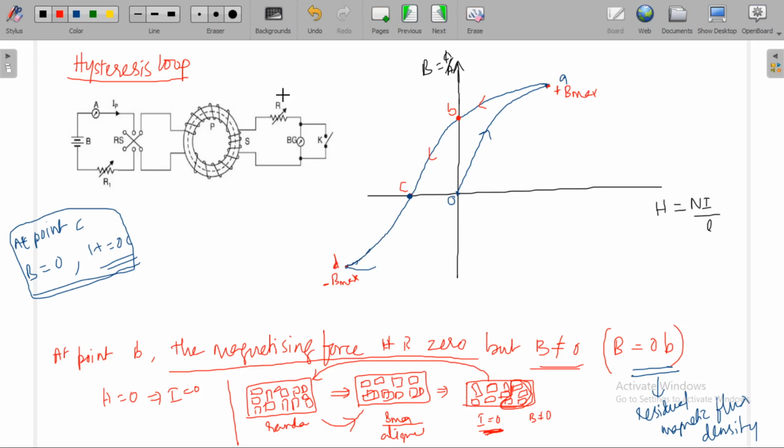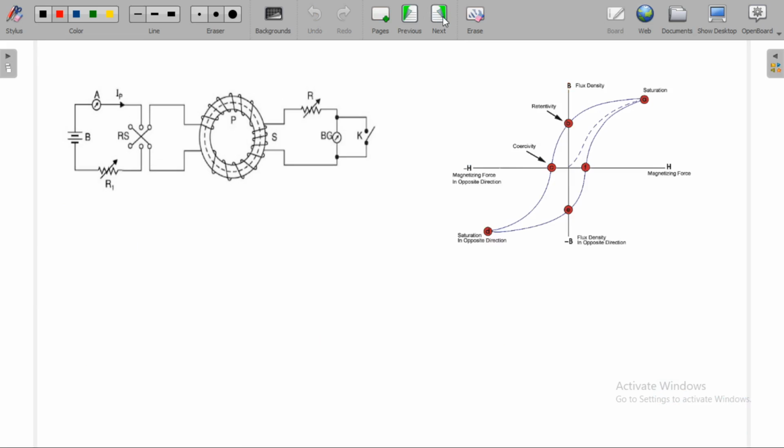Okay, now you do one thing. Now again you increase the current in forward direction, then this will be increasing and traces one complete loop like this. So this is point E, this is point F. This follows the path A, B, C, D, E, F, right?